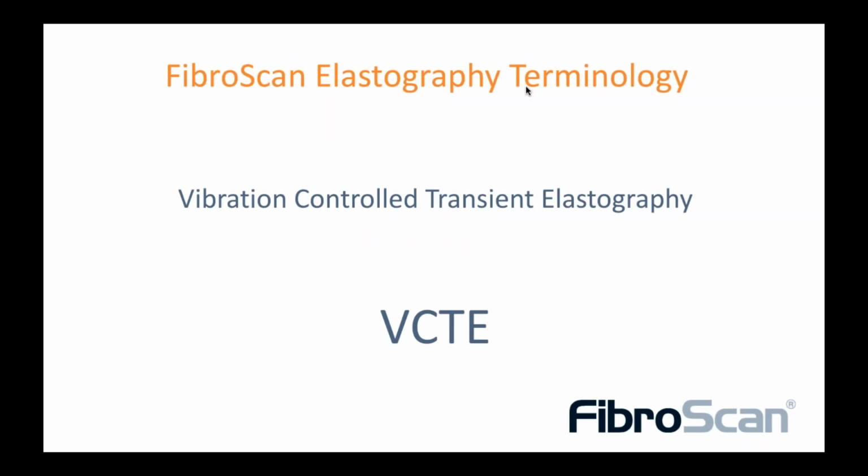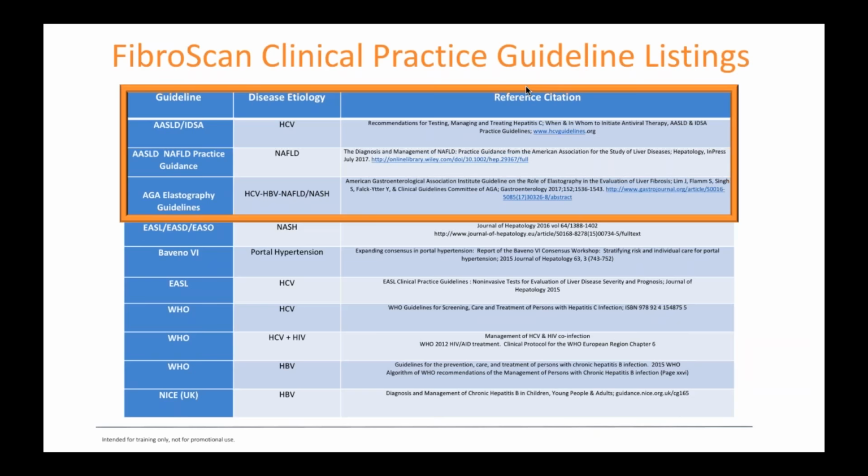First, I'd like to cover just a little bit of terminology so that I don't throw anyone off. When I'm talking about the FibroScan technology to perform elastography of the liver, the name of the operating principle is vibration-controlled transient elastography, commonly referred to by the acronym VCTE. So from this point forward, when I use the term VCTE, please appreciate that I'm referring to performing liver elastography with the FibroScan device only.